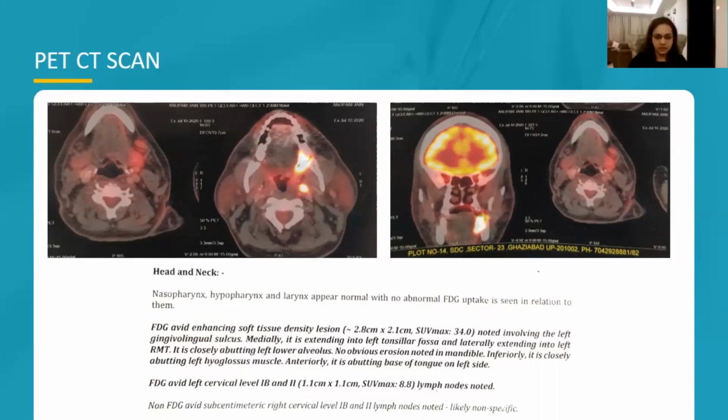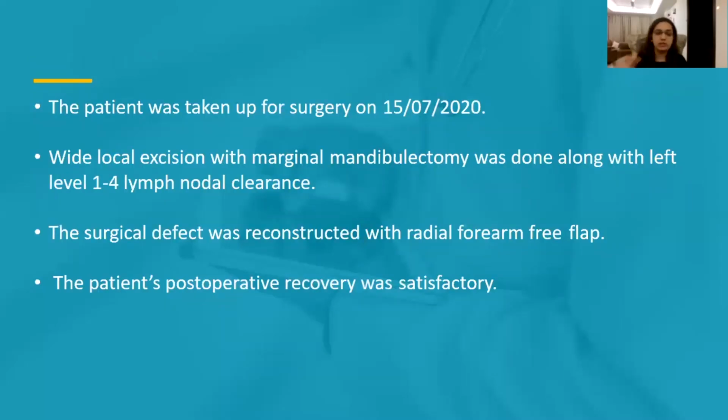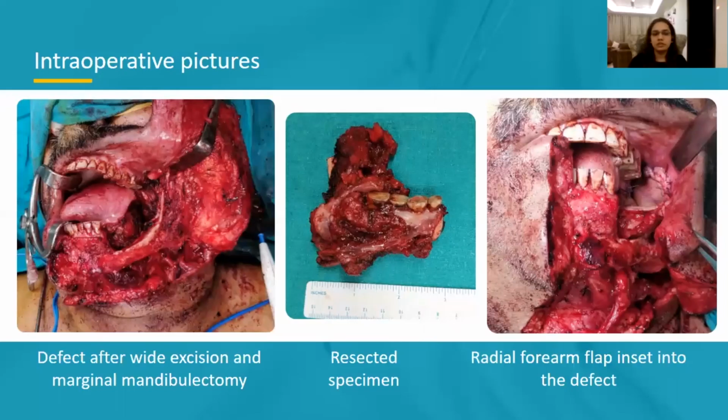So, as Dr. Mandeep has just spoken, depending on the radiological investigations, we took the patient up for surgery and decided to go ahead and do a marginal mandibulectomy, preserving the continuity of the mandibular bone. The defect was reconstructed with a free flap, and the patient recovered satisfactorily. These are a few intraoperative images that you can see of the surgery.